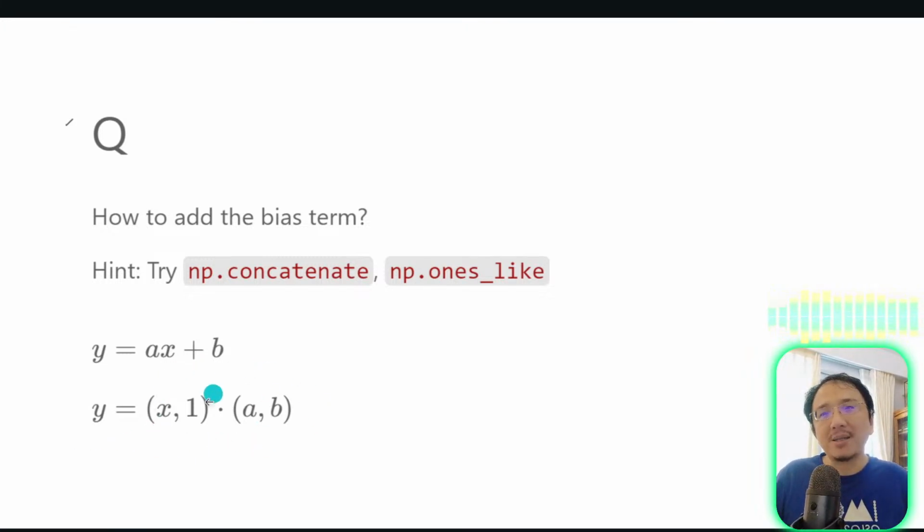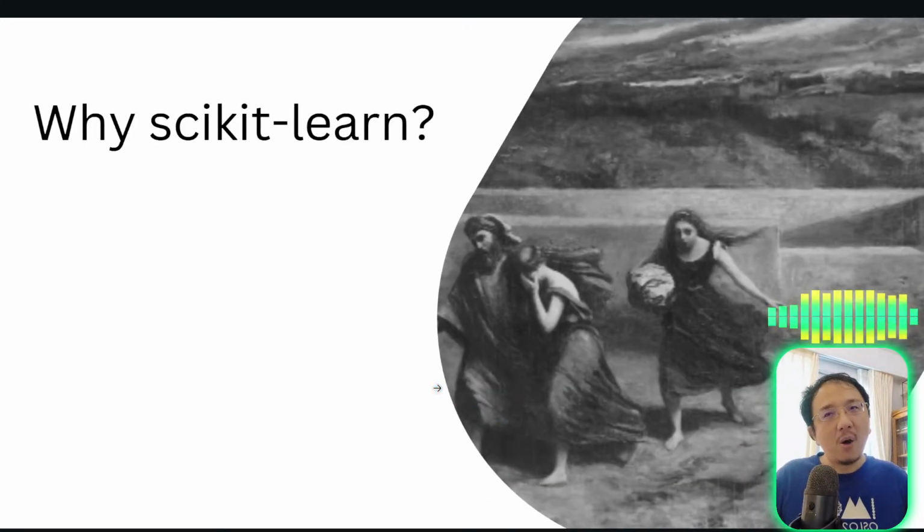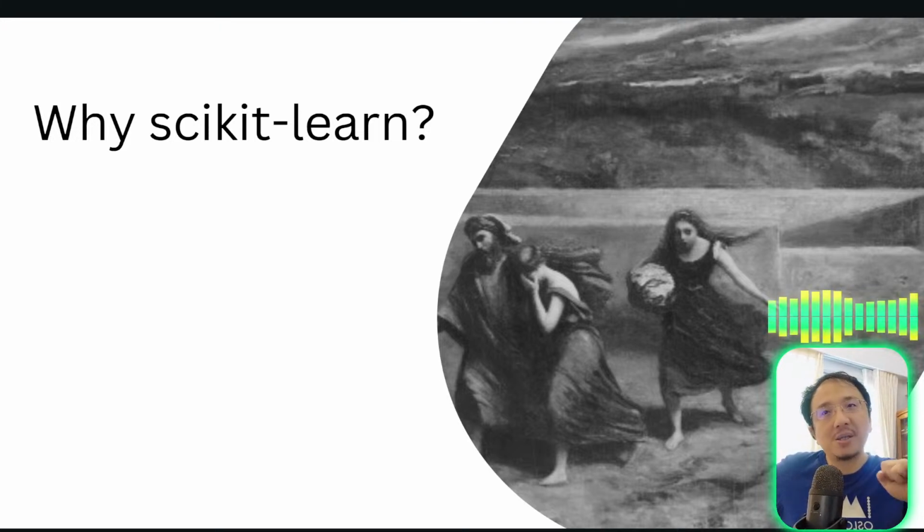By optimizing this a and b, a and b are w. This is our modeling, and we are optimizing it by minimizing the difference between y and this x1 doing the dot product with a, b. We can do that, so that is not an issue. However, why should we use Scikit-learn? Before we answer the question, let's see how we do the linear regression with Scikit-learn.